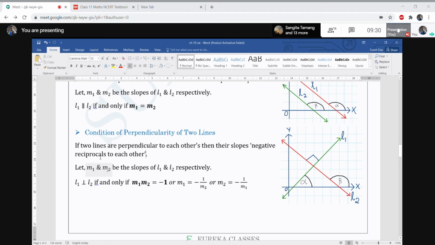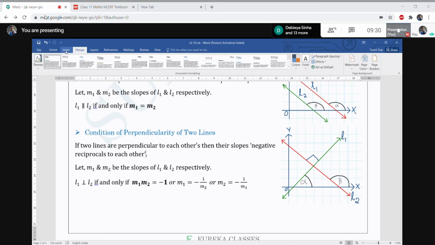Suppose m1 and m2 are the slopes of L1 and L2. You can see two lines, L1 here and L2 here, making 90 degrees in between. They intersect each other and are perpendicular to each other. In that case, what will the slope be equal to? m1 into m2 equals -1. The product of their slopes has to be equal to -1.